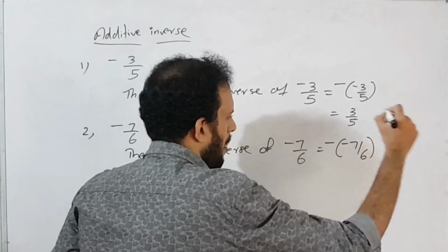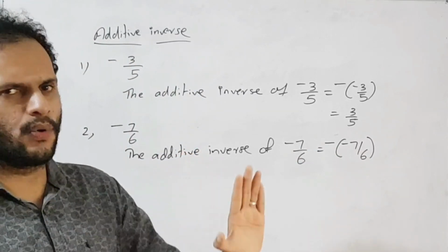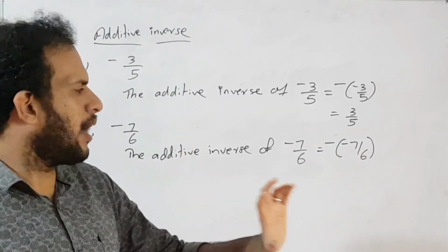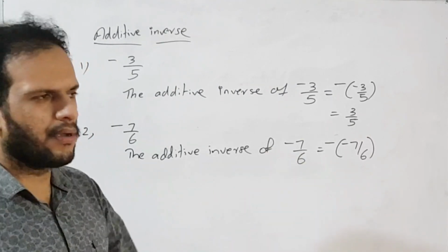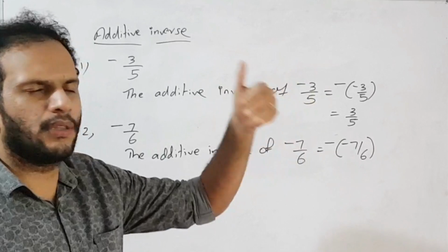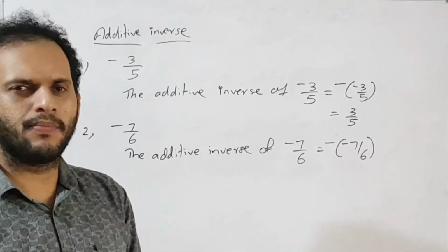ഒരു നമ്പറിന്റെ അഡിറ്റീവ് ഇൻവേഴ്സ് എന്ന് പറയുന്നത് ആ നമ്പറിന്റെ മുന്നിൽ എന്ത് ഇട്ടതാണ്? എന്ത് കൊടുത്തതാണ്? മൈനസ് കൊടുത്തതാണ്. അതുകൊണ്ട് നമുക്ക് പറയാം minus 7 by 6 ന്റെ അഡിറ്റീവ് ഇൻവേഴ്സ് എന്ന് പറയുന്നത് minus 7 by 6 ന്റെ മുന്നിൽ എന്ത് കൊടുത്തതായിരിക്കും? മൈനസ് സിംബൽ കൊടുത്തതായിരിക്കും. Minus of minus 7 by 6.